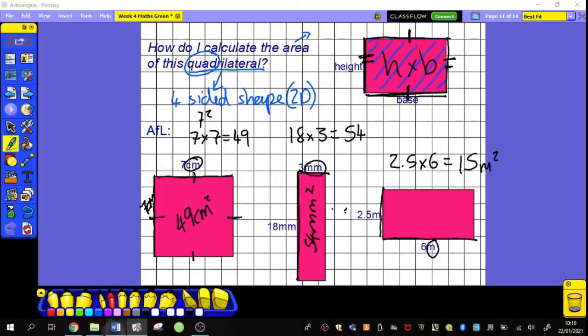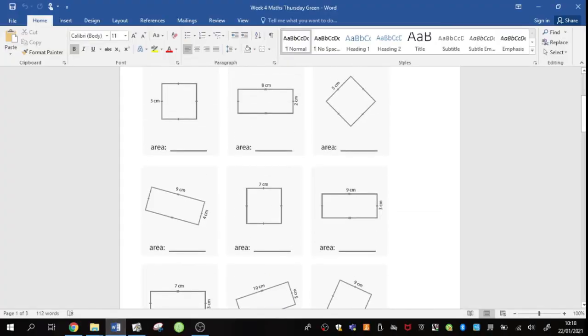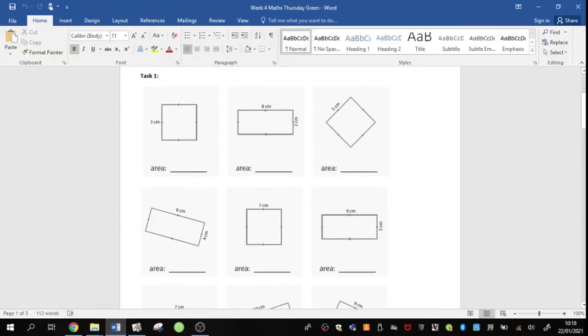Your task now is I'd like to have a go at task 1, calculating the area of all of these quadrilaterals, remembering that the formula for area is height times the base. Pause the video now, and when you're ready to move on to task 2, then press play again.